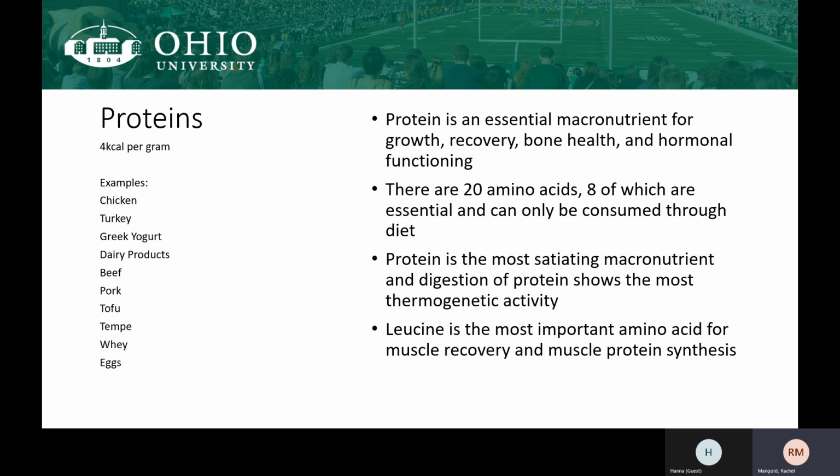So there are 20 amino acids that comprise proteins, 8 of which are essential. So by essential, they can only be consumed through your diet. So your body cannot make them itself. You have to get it within your diet. And so that's why it's really important, especially if you are vegetarian or vegan, to make sure that you are still getting those amino acids either through supplementation or other methods.